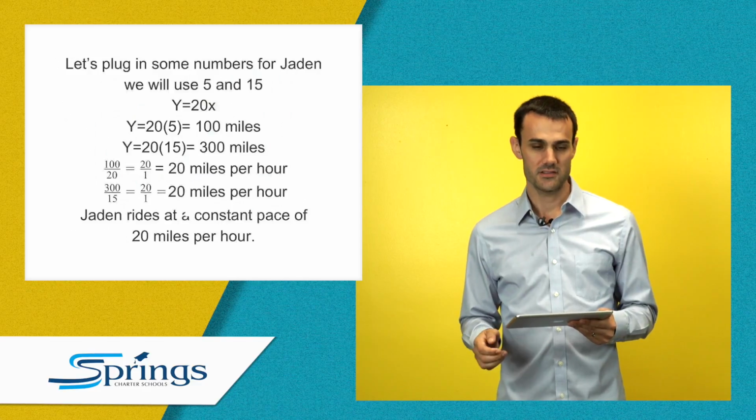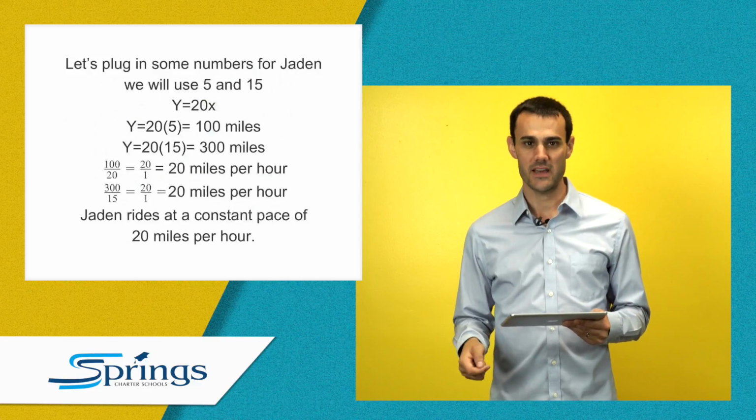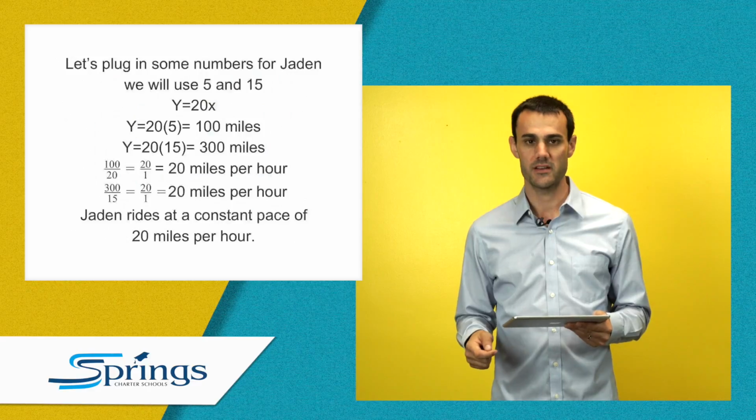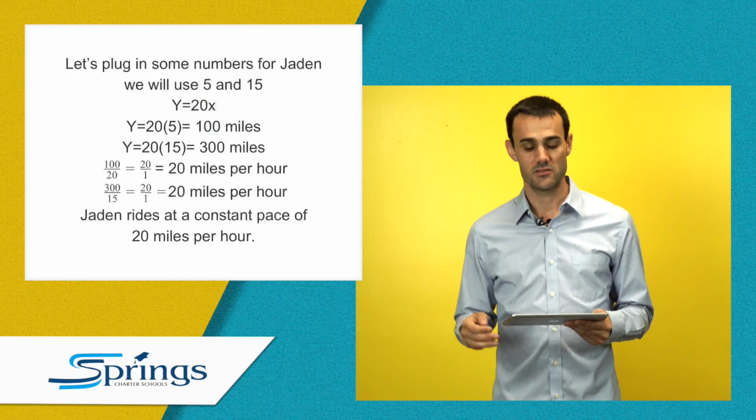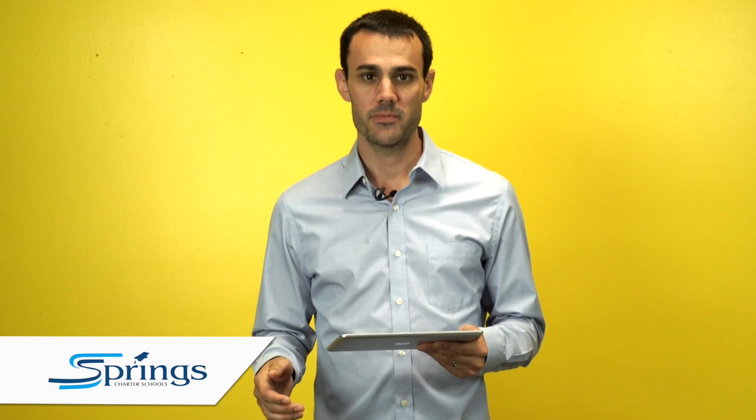Now, we can also say that Jaden rides 10 times faster than his friend Weston, because 20 miles per hour compared to 2 miles per hour, we can see that 2 times 10 makes 20. All right? Thanks so much for paying attention today.